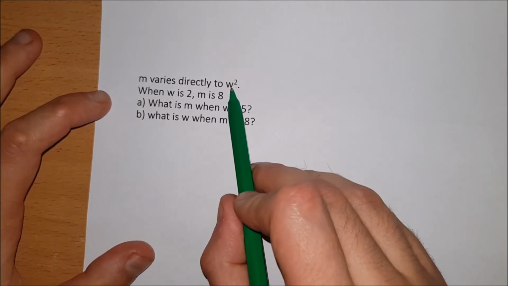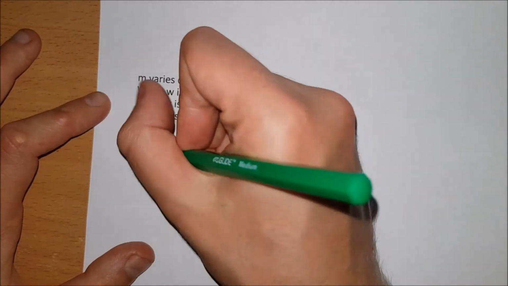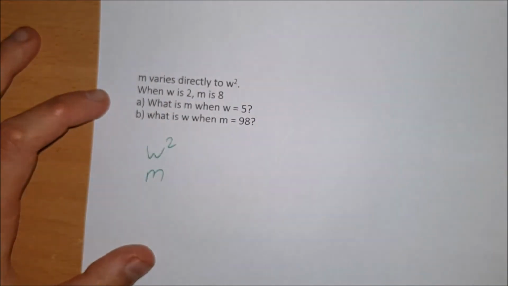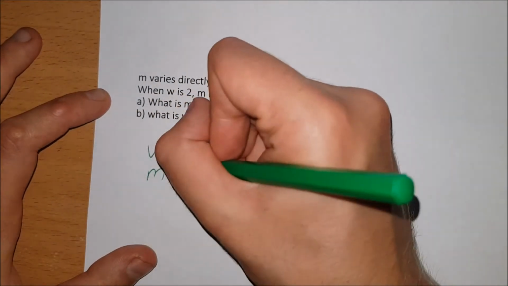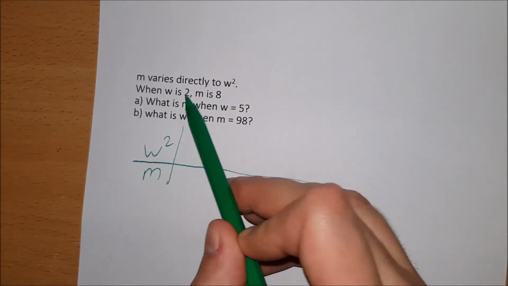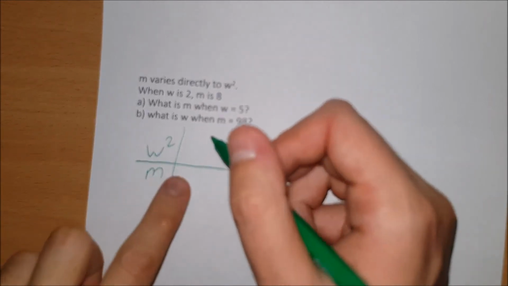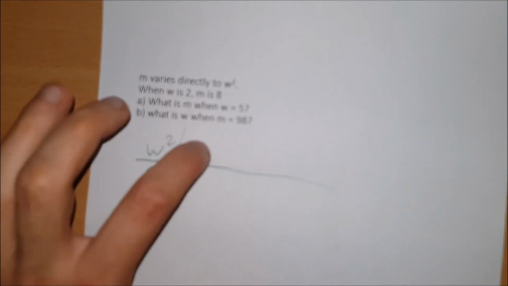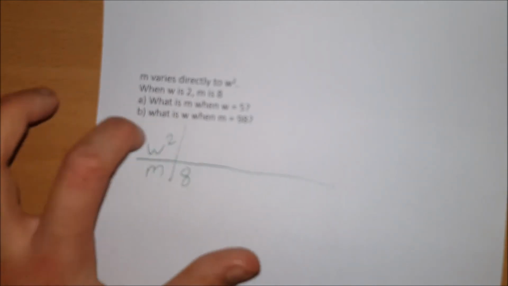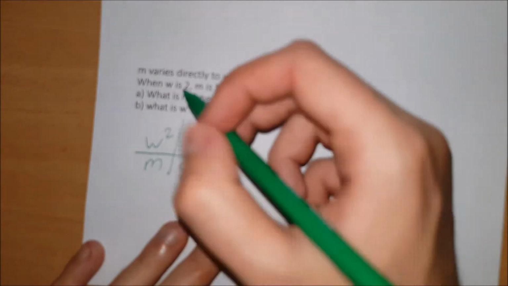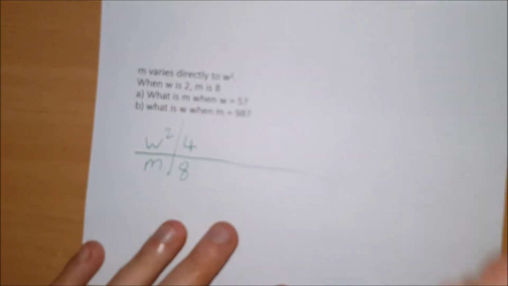So remember, the thing that's on the right goes at the top of the table, so w squared, and m will go in the second row. So, table drawn up. This says when w is 2, m is 8. So we can fill in because we know that m is going to be 8, but it says when w is 2. So I'm not going to write 2 in this row because this is w squared. I'm going to need to square it before I put it in there. So if w is 2, then w squared will be 4.